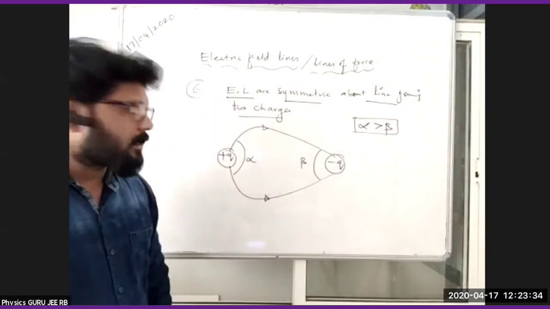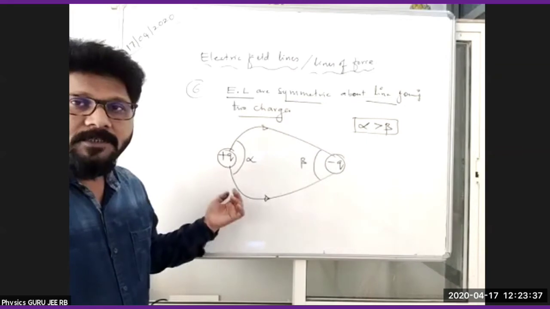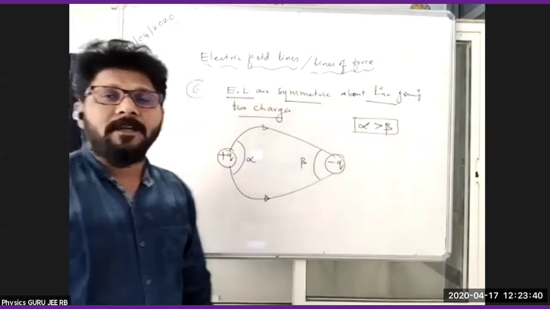So can anybody tell, last chance? Positive charge or negative charge? Which will have more number of electric lines?